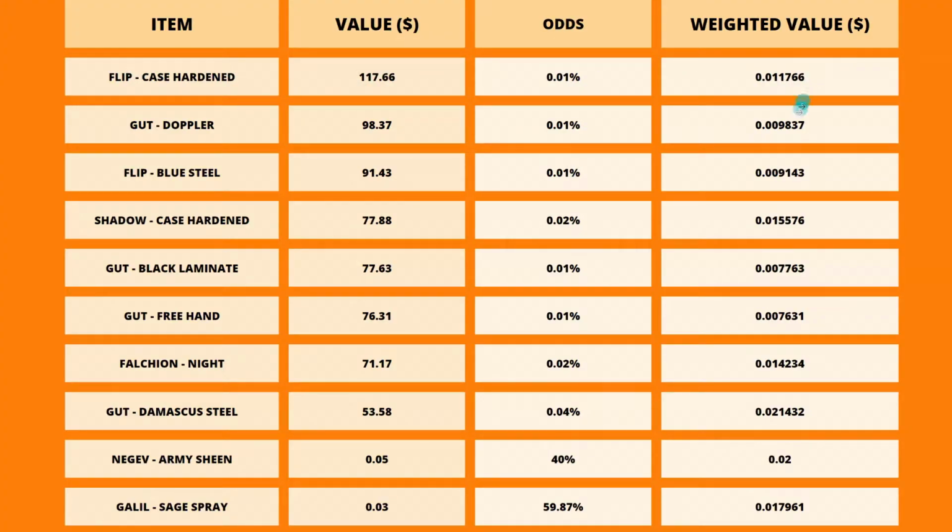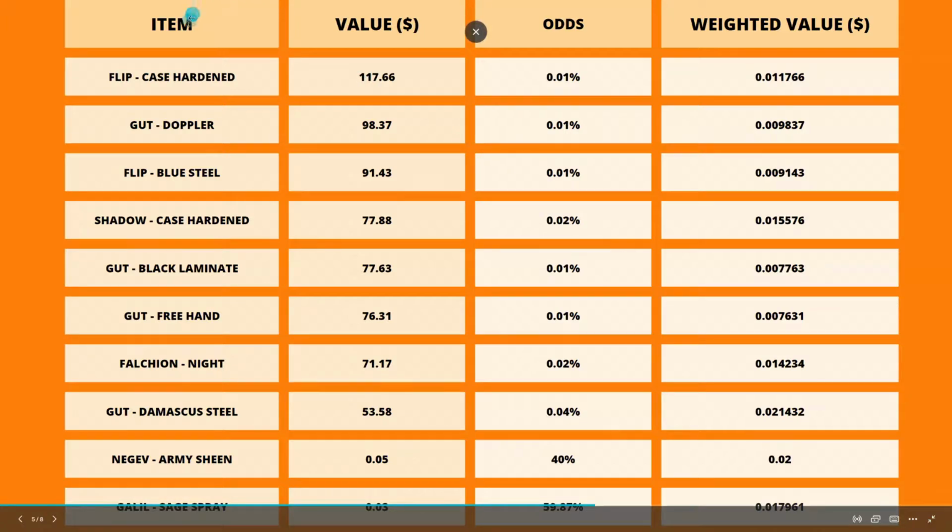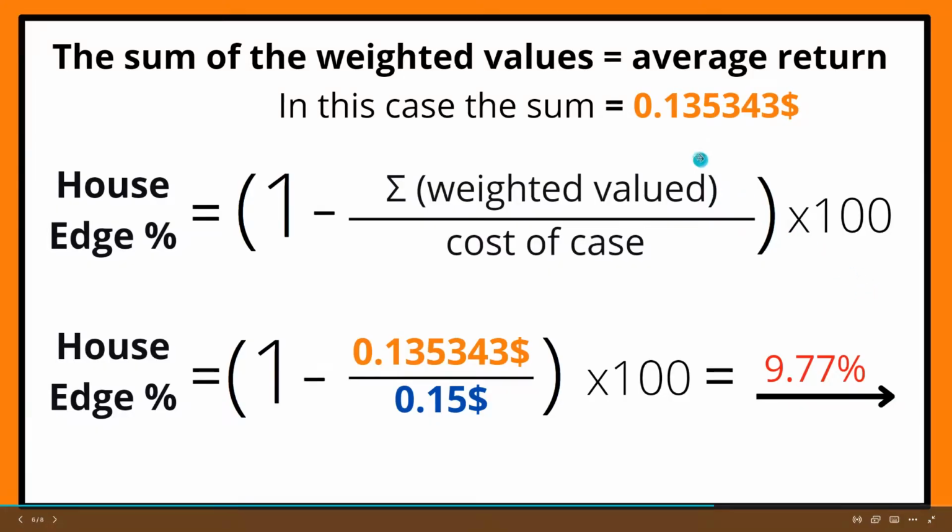Because there's only 10, I worked it out for all 10. So there's each item here, the value of each item, the odds of getting each item, which will always equal 100, and then the weighted value. So the sum of the weighted values of the items in the case is 13.53 cents.